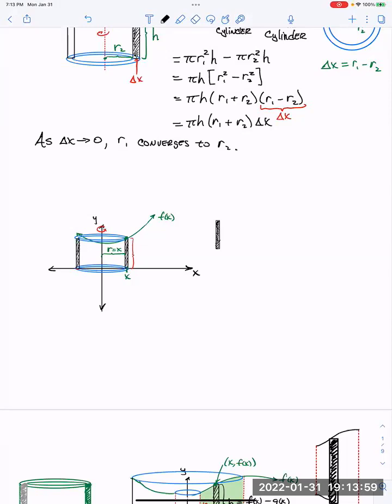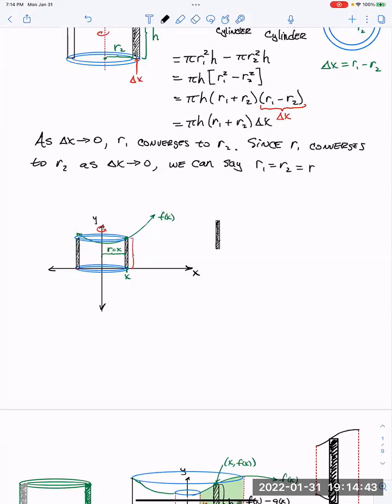So what this says, since R1 converges to R2 as delta x approaches 0, we can say R1 is basically equal to R2, which we'll just call R, because they're converging to each other.